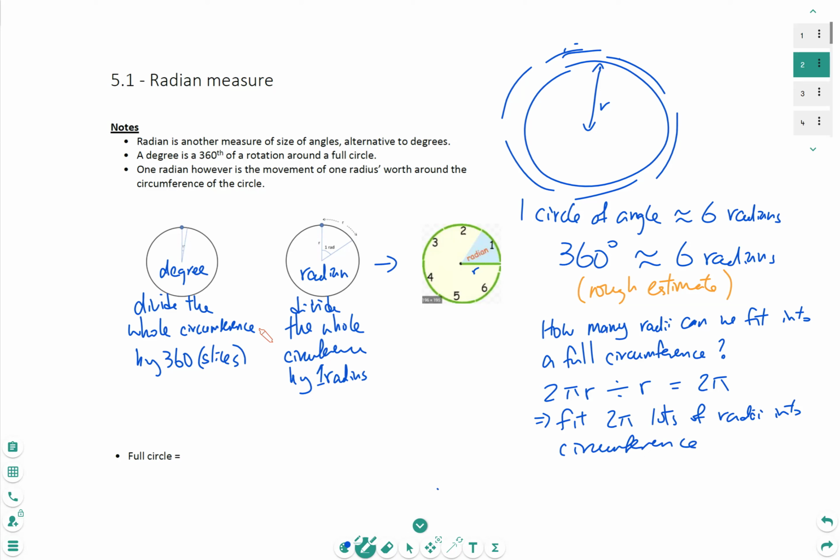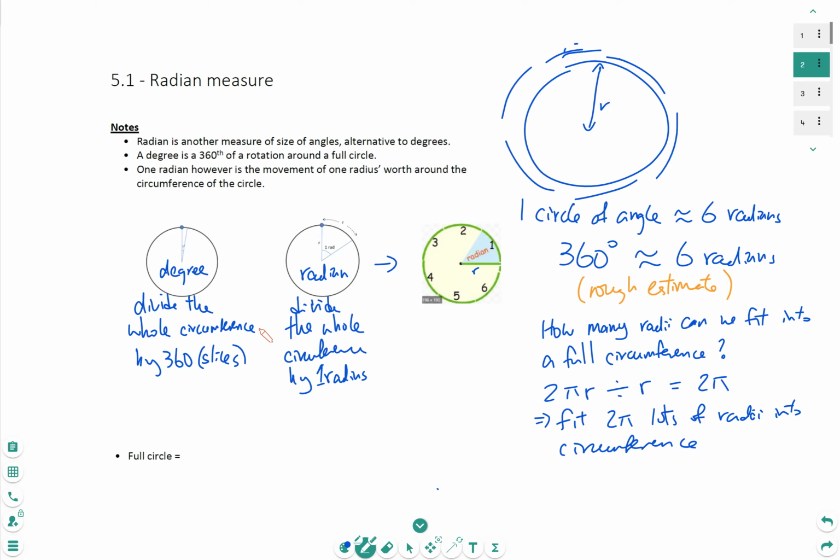That means 360° equals 2 pi, because we can fit 2 pi lots of radii. So therefore, 2 pi, if you put it in a calculator, is 2 times 3.14-ish. Don't start me off with decimals, because if we do that, I don't know how long this video will continue. It's probably endless.